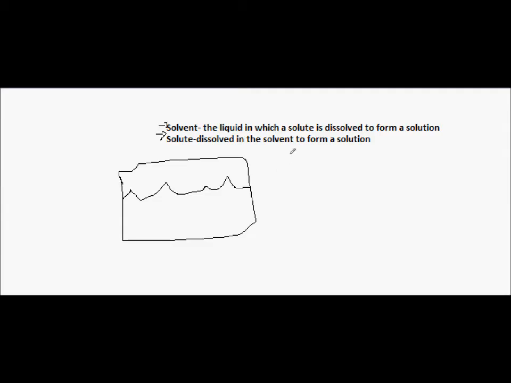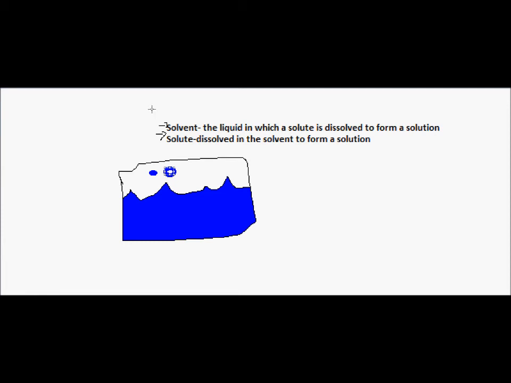So let's take a simple sugar solution here. Here's some water, plain water. And let's say you want to add a little bit of sugar to the water. So let's make some sugar here. Let's make it white. That's some sugar molecules here. Okay, so in this case, the water would be the solvent because it is the thing that you are dissolving the sugar in. And since the sugar is being dissolved in the water, it's known as a solute.